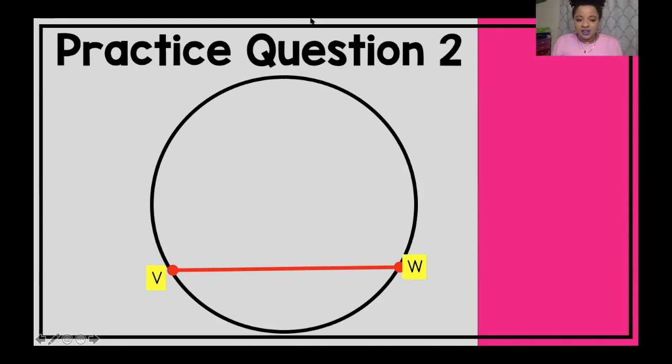Now, I noticed that VW is a line segment. I noticed that it sits on the circumference of the circle. I notice that both points are sitting on the circumference of the circle. I do notice, however, that it's not in the center of the circle. Therefore, VW is a chord.